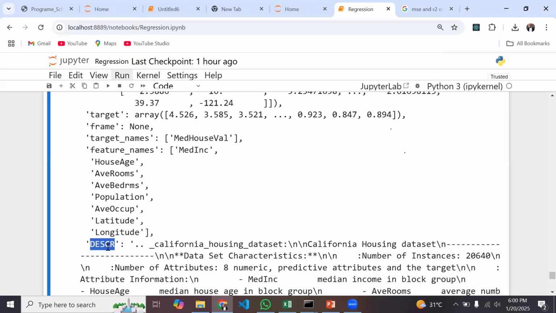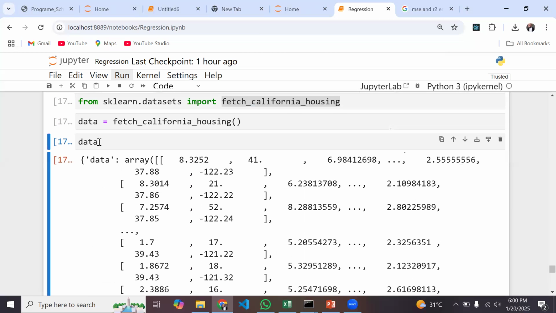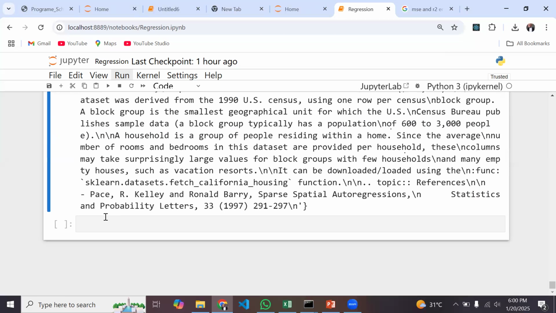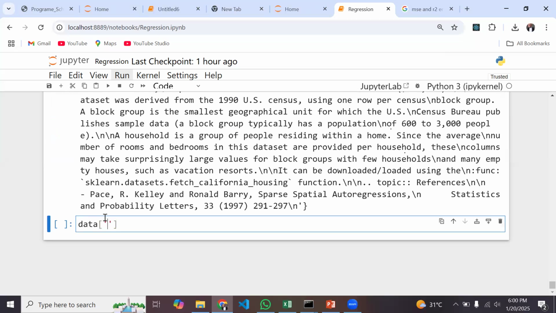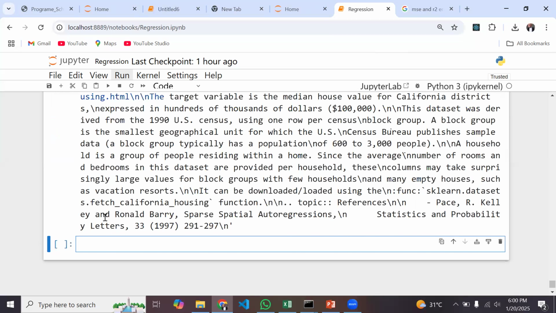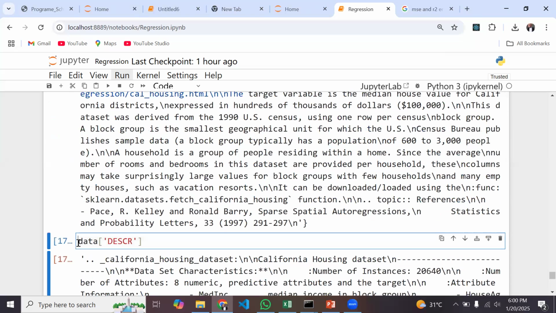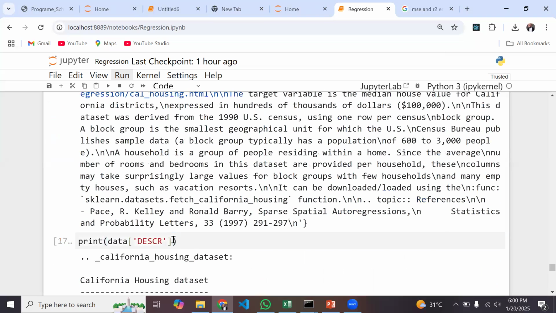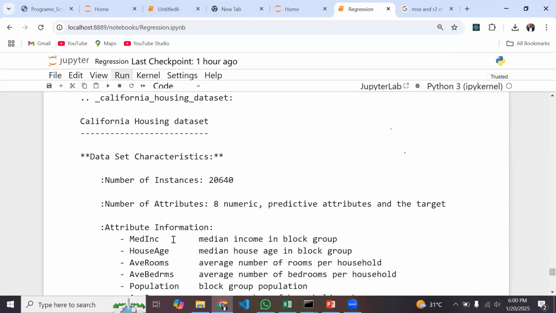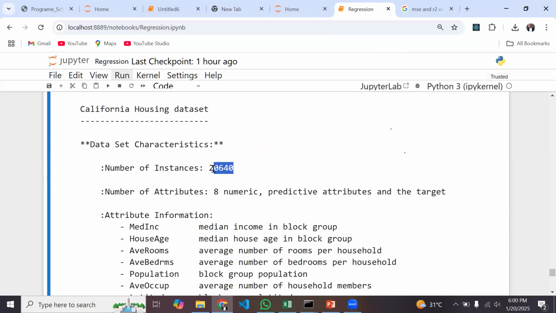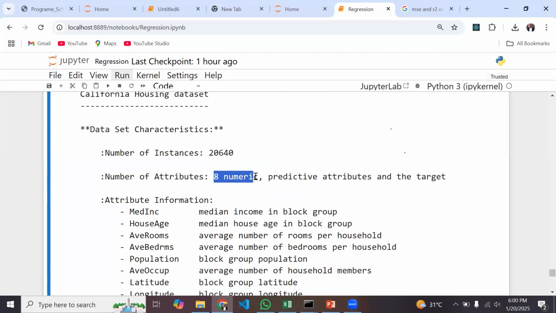Now let's look at the description, because I want you to also build some models of your own and see how you can make things work. So let me print this out so everything is nicely formatted. All right. So you see that the number of instances is quite huge, 20,000 plus. And the number of attributes is 8 numeric, predictive attributes and a target.